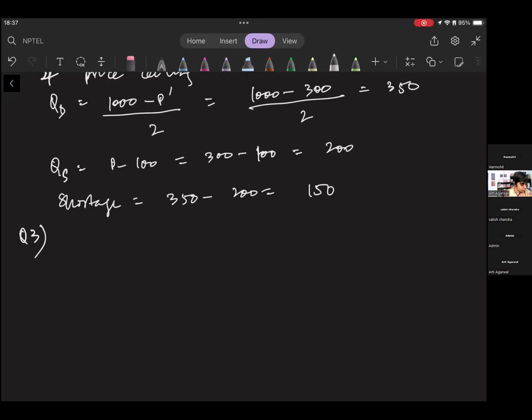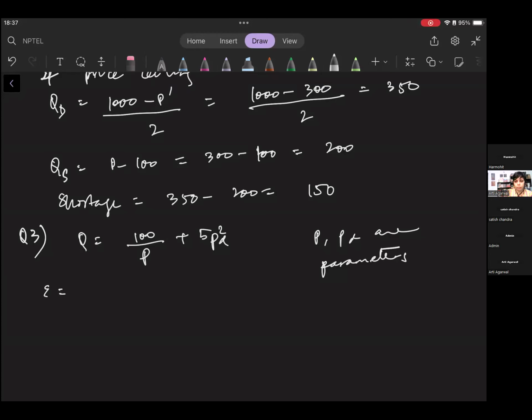So we are given the function as q is equal to 100 by p plus 5pd square, where p and pd are parameters, and of course they are independent of each other.